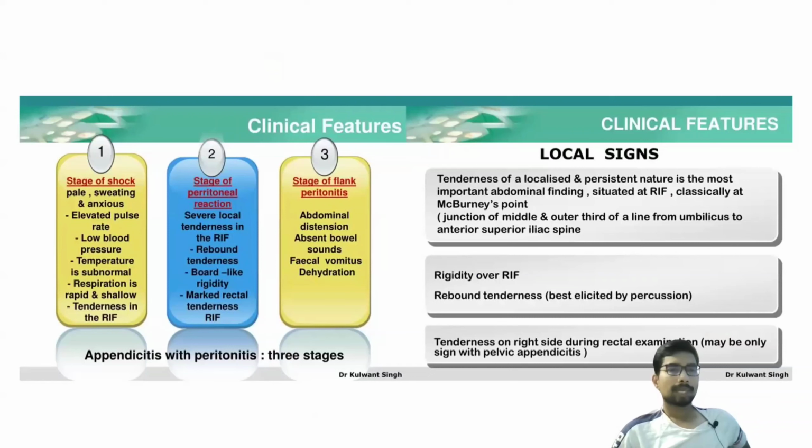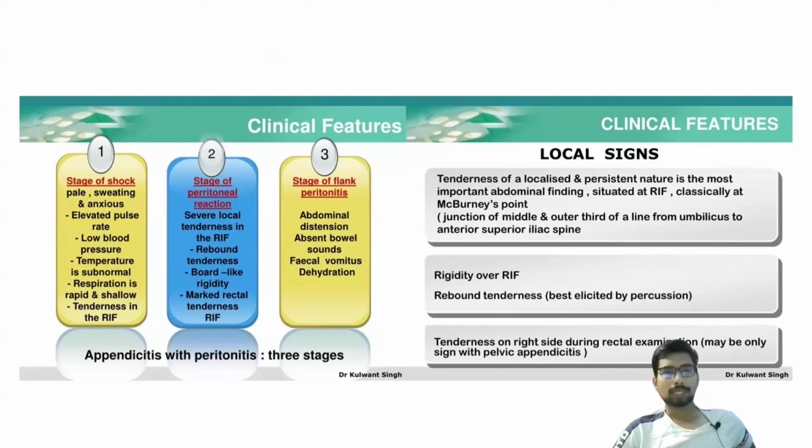Stage of shock: pale, anxious, sweating, and elevated pulse rate with low blood pressure. Temperature is subnormal, respiration is rapid and shallow, and there is tenderness in the right iliac fossa. Stage of peritoneal reaction: severe local tenderness in the right iliac fossa, rebound tenderness, board-like rigidity, and marked rectal tenderness.